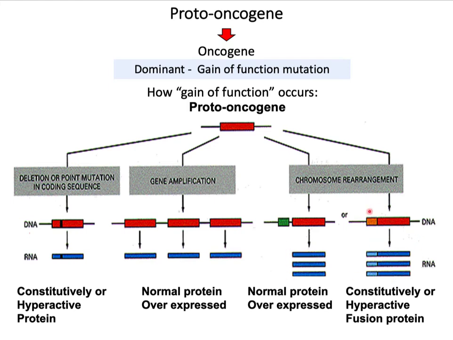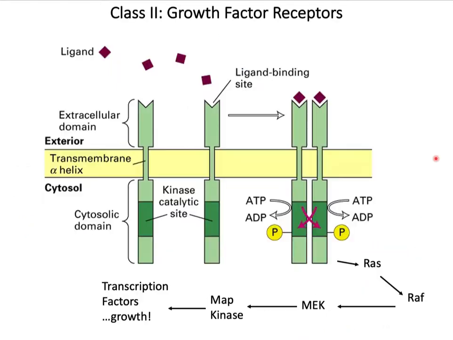Another possibility is that you can get a part of the proto-oncogene or all of that proto-oncogene attached to another gene, and so you can end up with this strange new fusion gene. And when it's transcribed and translated, you end up with a brand new protein, a fusion protein that might be constitutively active or hyperactive. So let's look at a couple of examples of these proto-oncogenes.